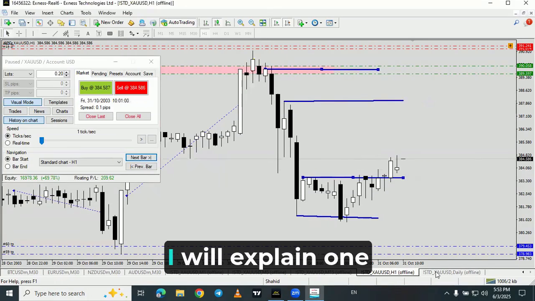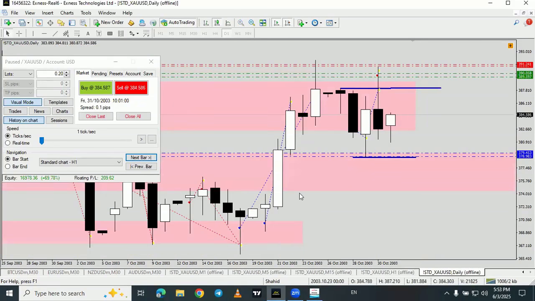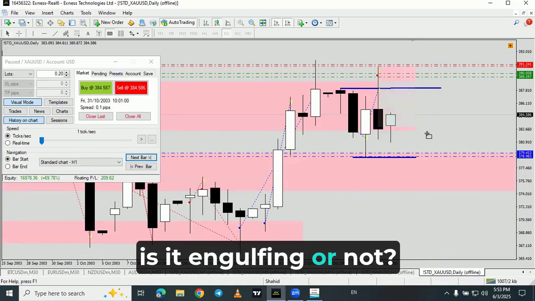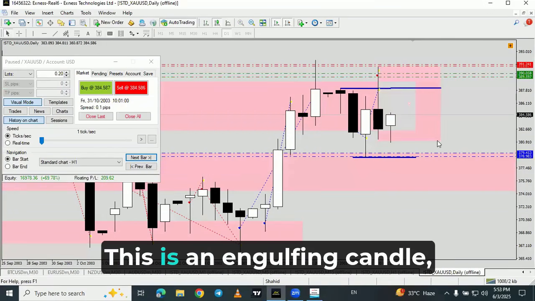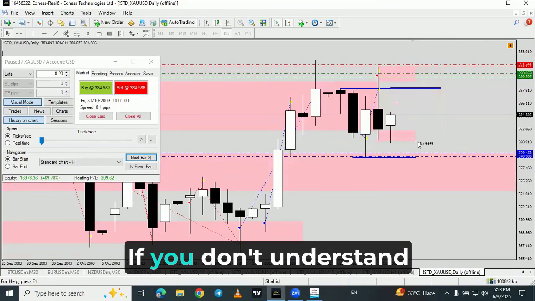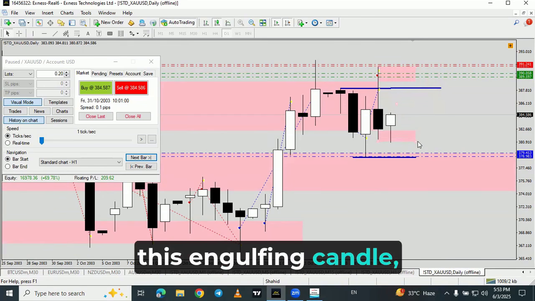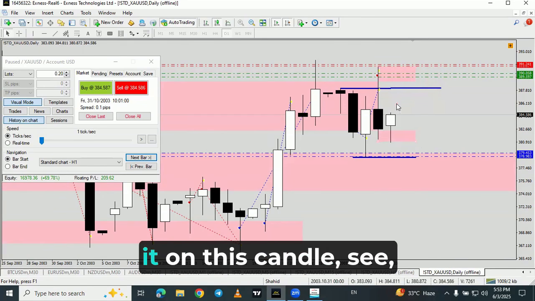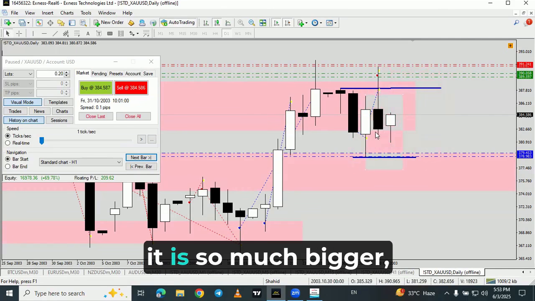So now see here, I will explain one thing to you, that this candle, is it engulfing or not? This is an engulfing candle. That's the thing. If you don't understand this engulfing candle, if we pick this candle and place it on this candle, see, it is so much bigger.